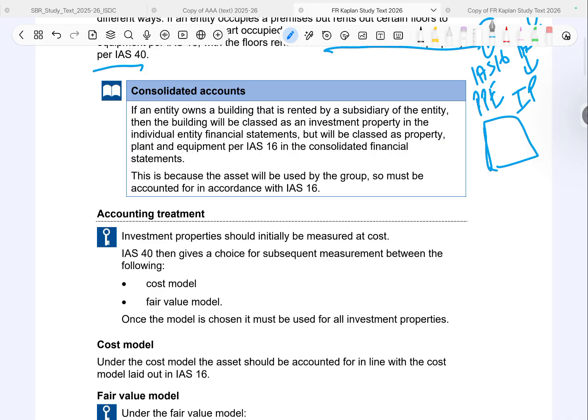But when we make group accounts, which we are going to study later, how group accounts are prepared, so if I'm making one whole financial statement for the whole company, me, my subsidiaries, my associates, everyone is included in that group account. In that group account, I'm going to classify this as IAS 16. This is because the asset is being used by a member of the group. The member of the group is using it as an office or for administrative purposes, so we are going to account for it under IAS 16.